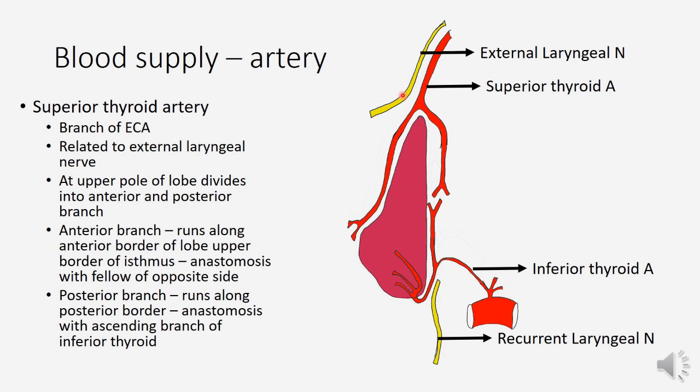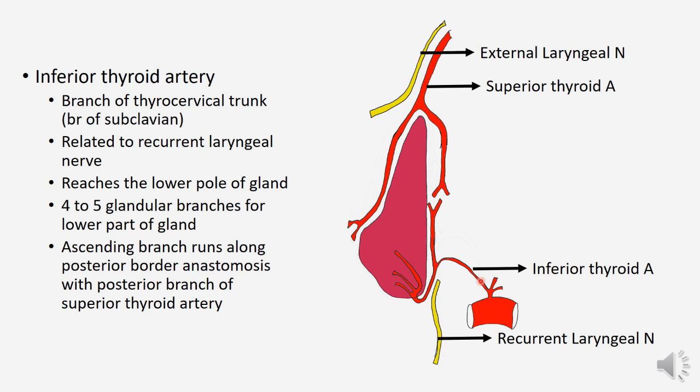Okay, the other major artery supplying the thyroid gland is the inferior thyroid artery. Inferior thyroid artery is a branch of the thyrocervical trunk of the subclavian artery. This artery, as we saw, is related to the recurrent laryngeal nerve. It reaches the lower pole of the gland where it divides into four or five glandular branches supplying the gland. Before that, it gives out an ascending branch which runs along the posterior border and anastomoses with the posterior branch of the superior thyroid artery, which we already saw.